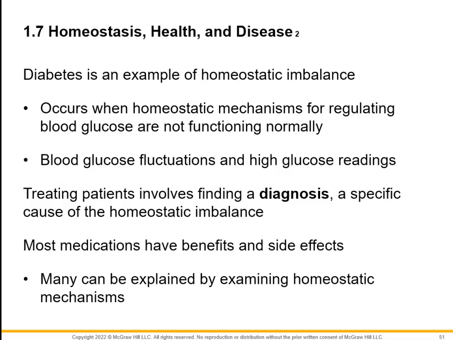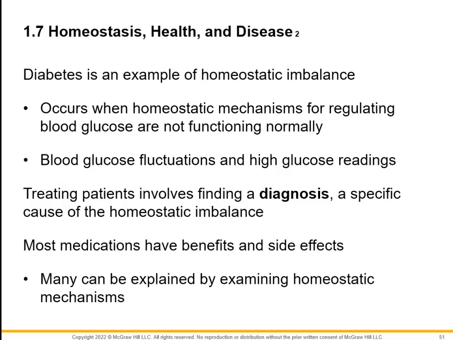Diabetes is a very common disorder that is the result of disruption of homeostasis. It occurs when our mechanisms for regulating blood sugar are not functioning properly. So, for instance, normally when your blood sugar is high, your pancreas is going to release a hormone that causes us to take that sugar from our blood and put it into body cells so we can use it. Well, what if your pancreas is not producing insulin, which is that hormone? Then our blood sugar stays high and diabetic conditions develop.